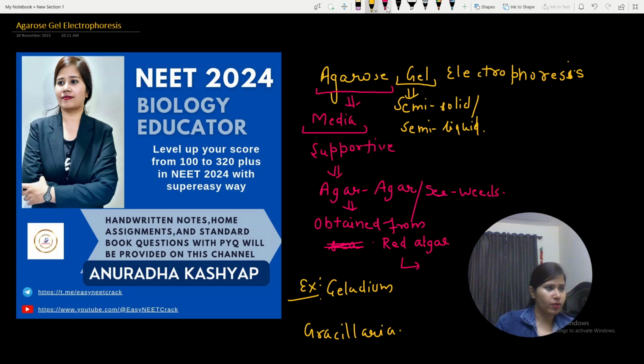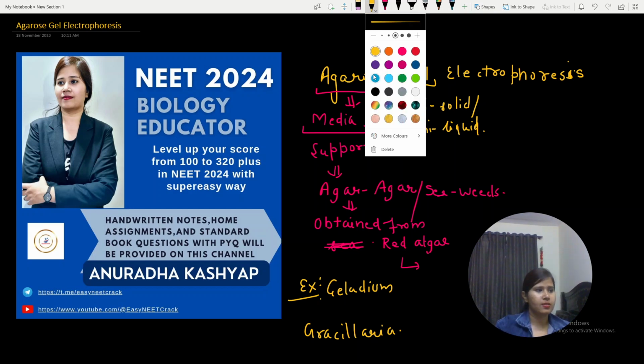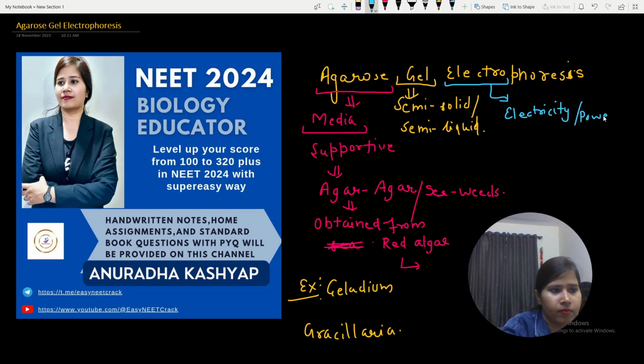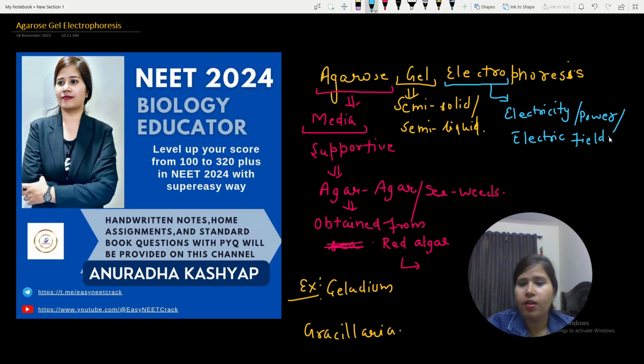Next is electrophoresis. When we break this word electrophoresis, electro basically means electricity or power, or you are going to apply an electric field. In physics you already read about electric field. When you apply an electric field, you are creating a potential difference, and when there is a potential difference, charges start to move toward opposite voltages, different electrodes, right?